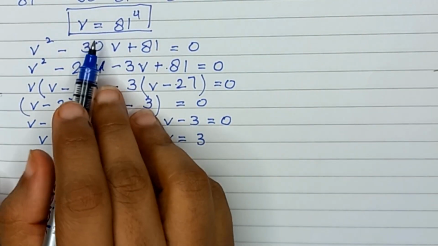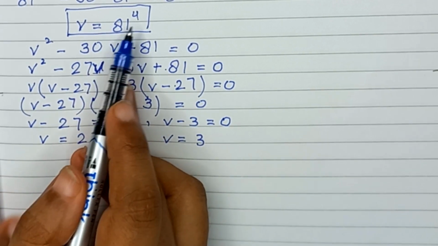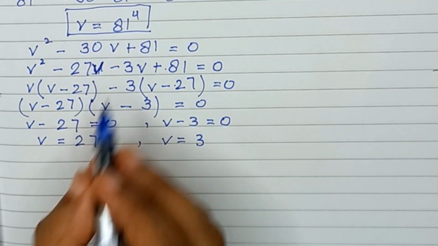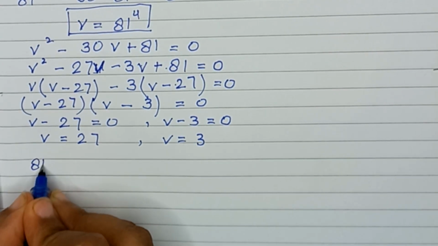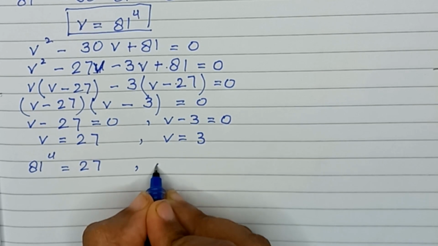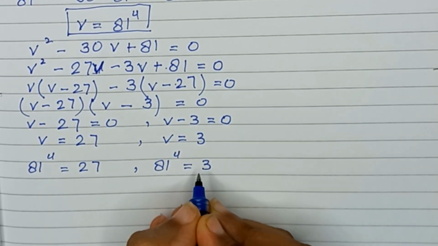But we have already supposed that v is equal to 81 raised to the power u. So we will put the value of v here. So it will become 81 raised to the power u is equal to 27. Same case here, 81 raised to the power u is equal to 3.